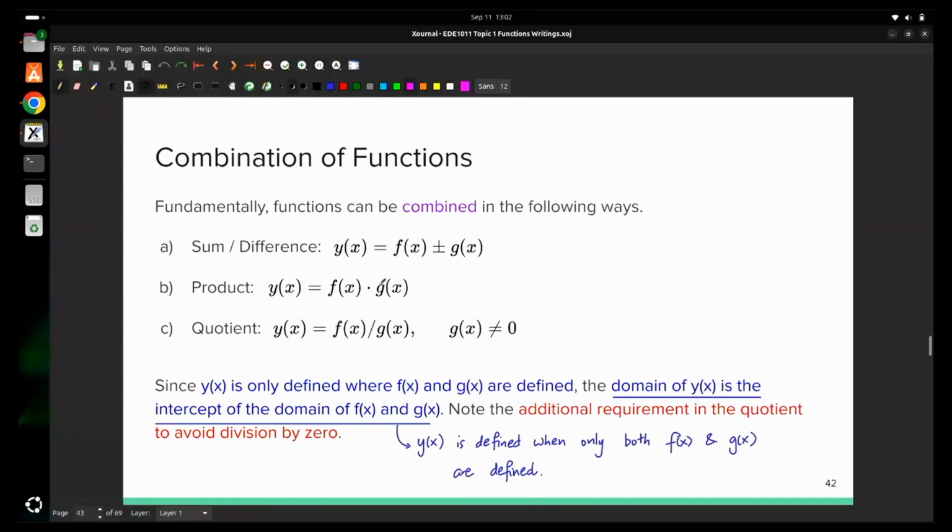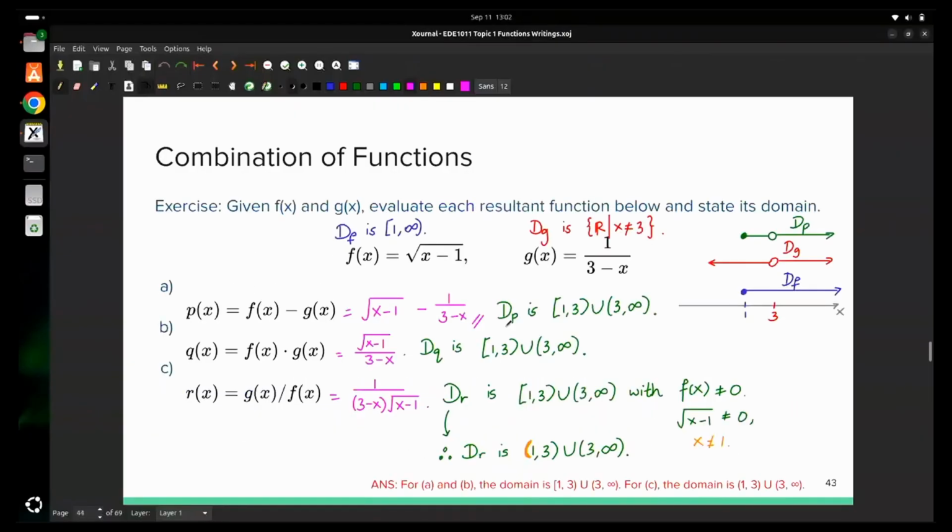So as one of the constituent functions is undefined over certain domains, then certainly the resultant will also be undefined. For the quotient function here, we have an additional requirement that g of x cannot be 0, or else y wouldn't be defined. I've gone through some examples here. Essentially you just have to investigate the domain of f and the domain of g, find the intersection, and then apply it to the individual functions.